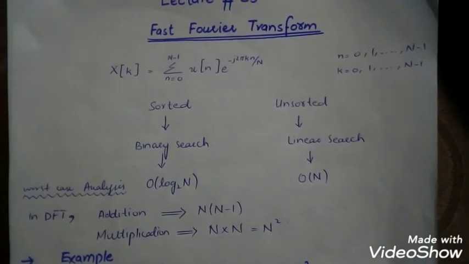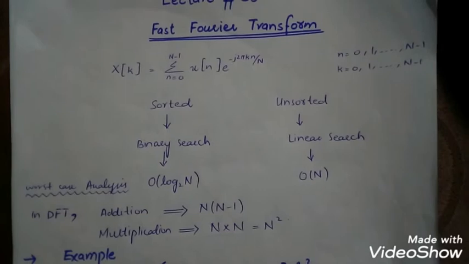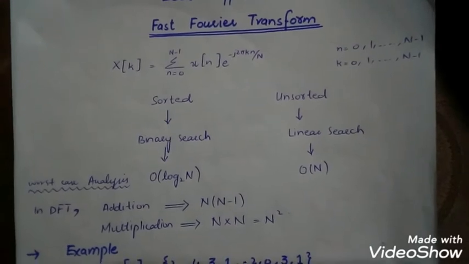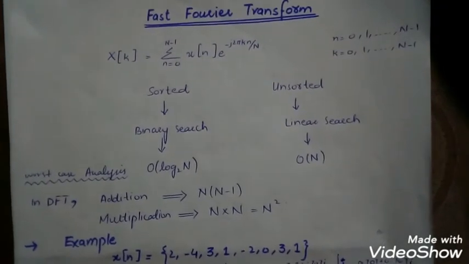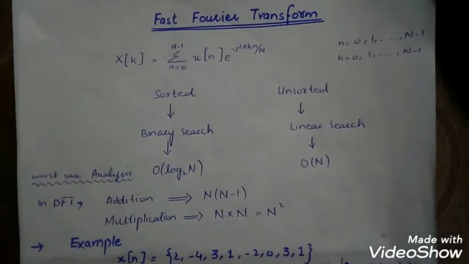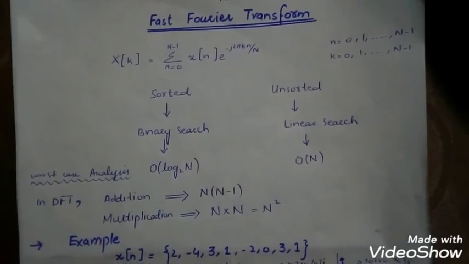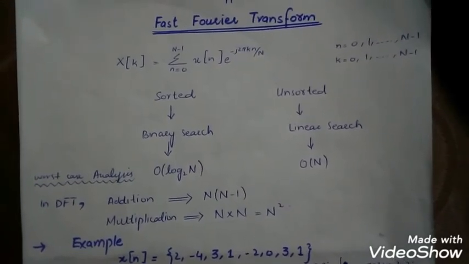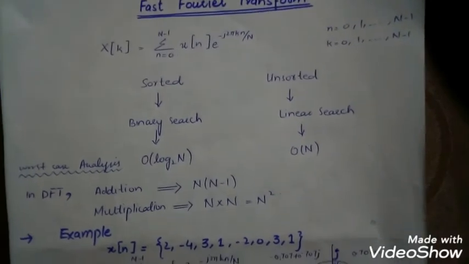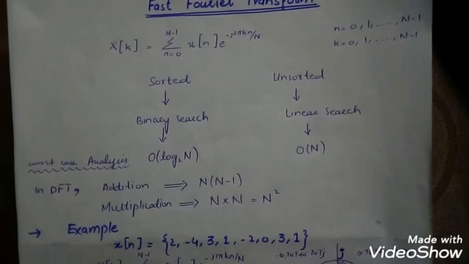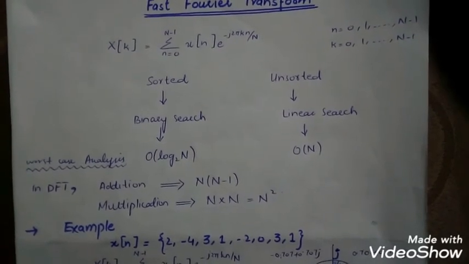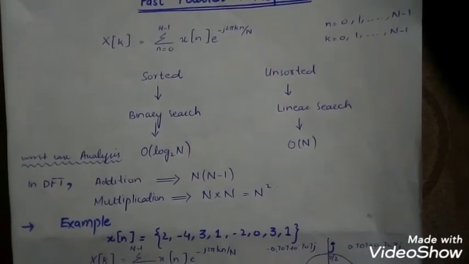Here it is discussed in terms of the sorted and the unsorted technique. The sorted technique applies to binary search and the unsorted technique applies to linear search. In binary search the worst case analysis is O of log base 2 of N, whereas linear search has a worst case of O of N. In DFT, the additions will be N into N minus 1, but the multiplications will be N into N, that is N square.